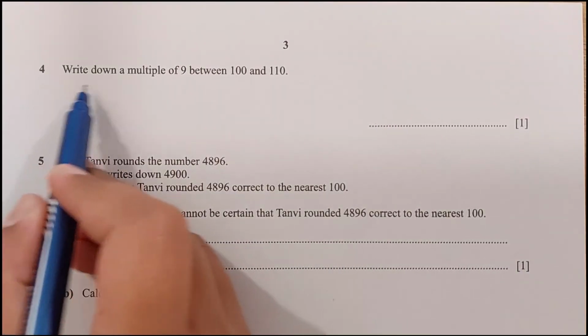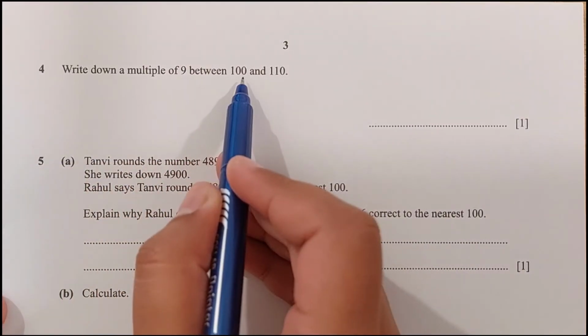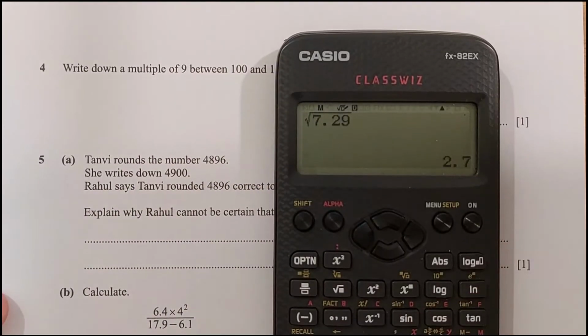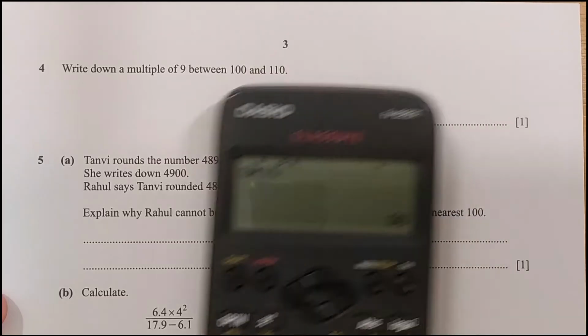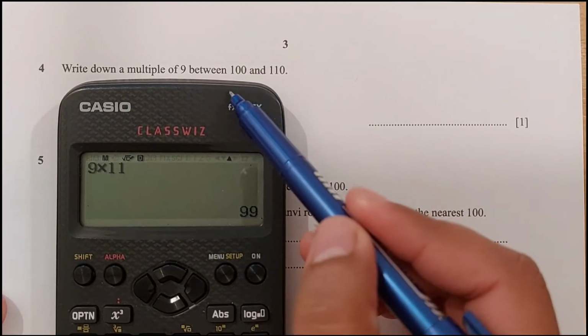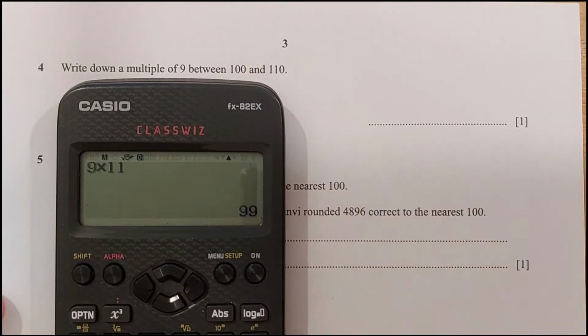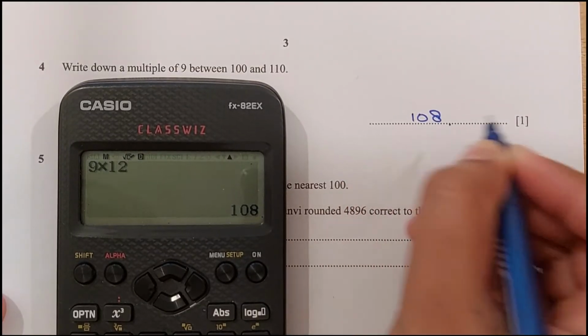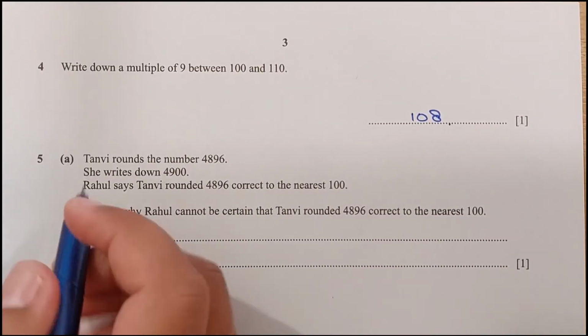Question number 4, write down the multiples of 9 between 100 and 110. Okay, 9 times table. We know that 9 times 10 is 90, and 9 times 11 is 99, and the number that are between 100 and 110. So 9 times 12 is 108, and 108 is between 100 and 110. That is 9 times 12 is a multiple of 9.